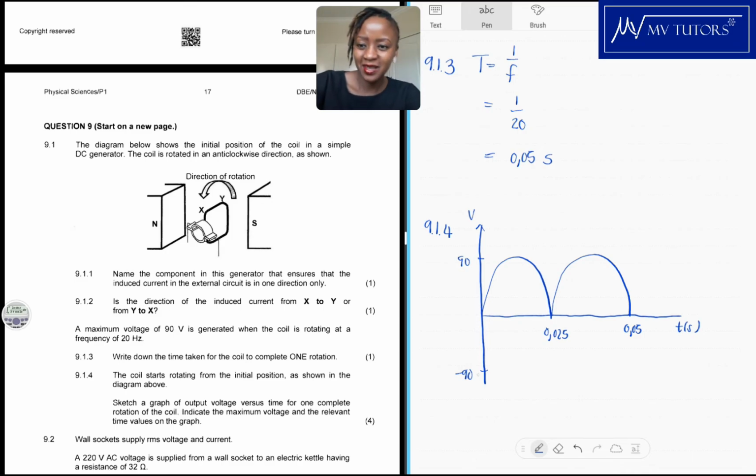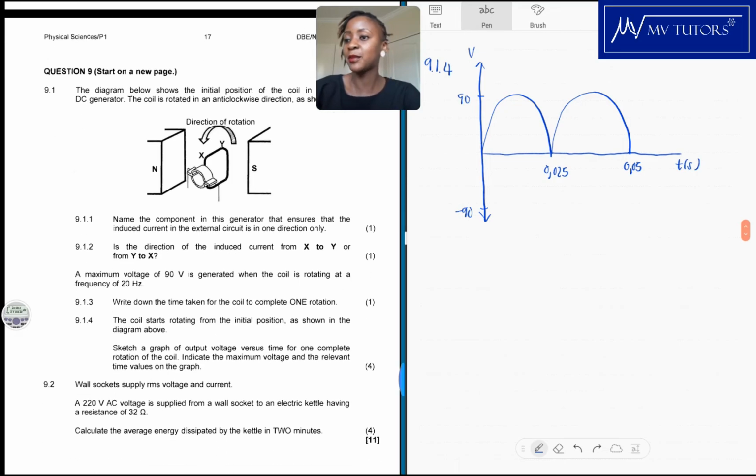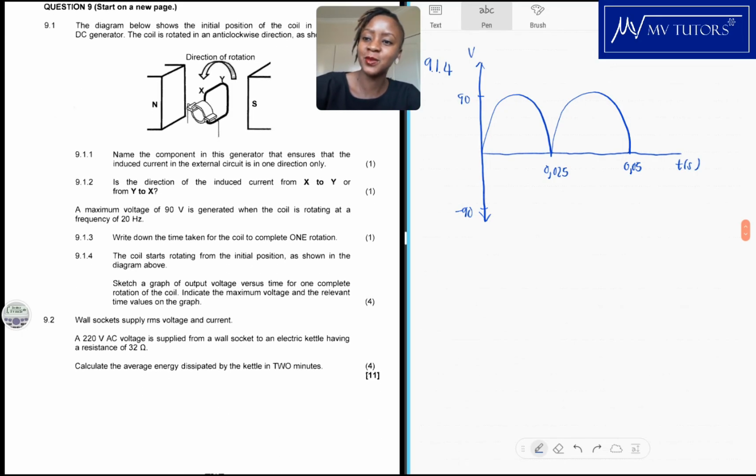Okay, not a bad attempt. Right? So yeah, it's not bad. And like I said, you could have also done it like this, but I'm not really a fan of drawing upside down graphs unless it's really necessary, but either works. Okay, and that is 4 marks. So sketch the graph. We have the maximum voltage, the times are there. I think we're done with this graph. Okay, so 9.2. Oh, we're almost done. Quite a short question.